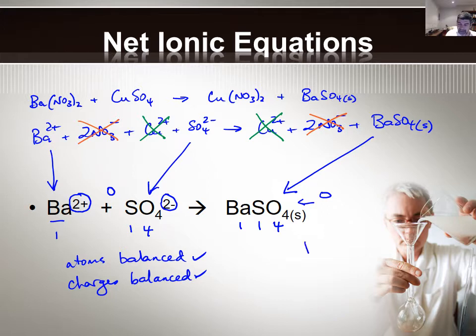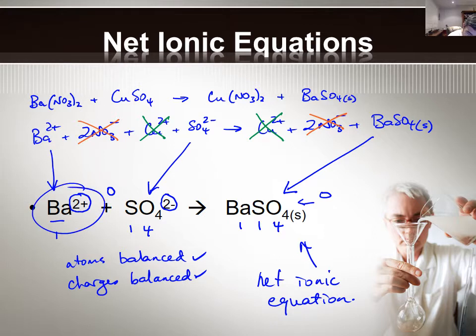So this now becomes our net ionic equation. It shows the ions that have been involved in the formation of the precipitate, and it cancels out all the spectator ions.